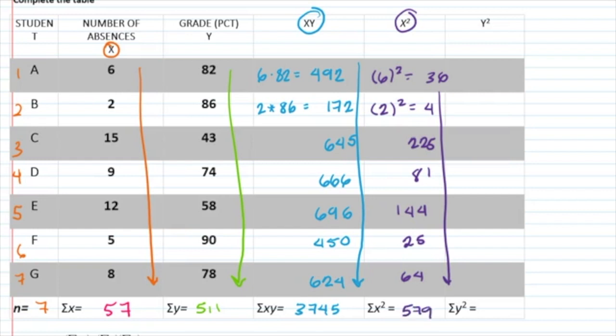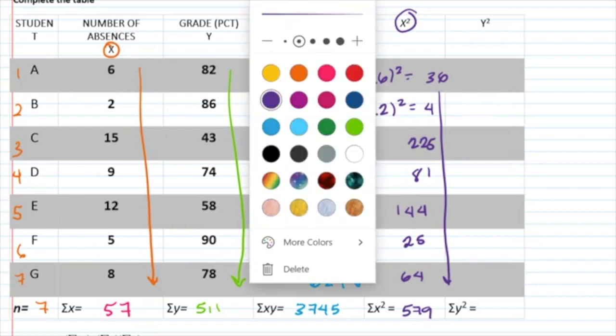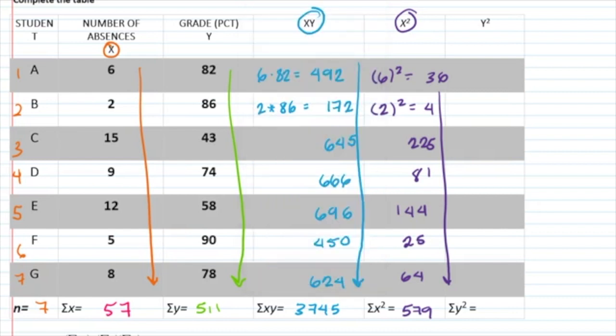Nice. I need another color. Let's use pink. No, I already used pink. This other pink. So now I need to square the y from this column. So it would be 82 squared. And that is 6,724.